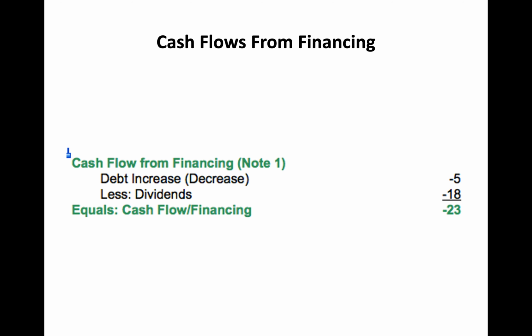If you have a debt increase, you're getting cash flow in. If you pay back debt, you're paying money out. So in this case, we're paying money out 5. So the cash flow is -5 because we're paying back debt. If we pay a dividend, that's also cash flow going out the door. That is a -18. So our cash flow from financing is -23.